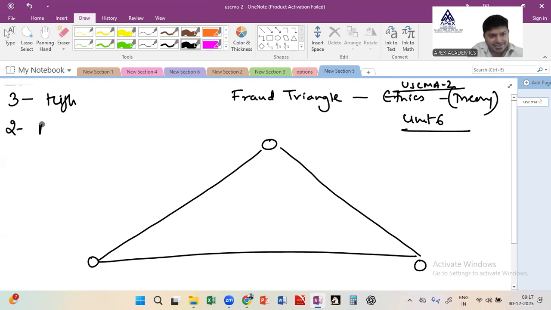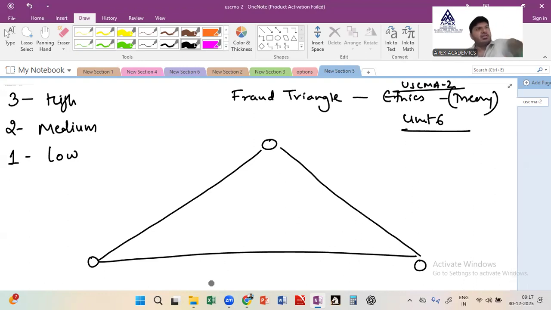If two factors exist, the risk of fraud is medium, and if one factor exists, the risk of fraud is low. In the exam, you have to check whether all three factors exist. If all three exist, fraud risk is high. If two exist, fraud risk is medium. If only one exists, fraud risk is low.